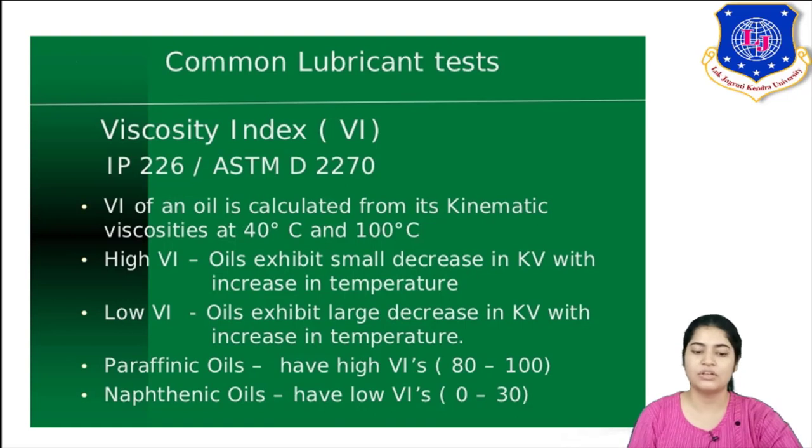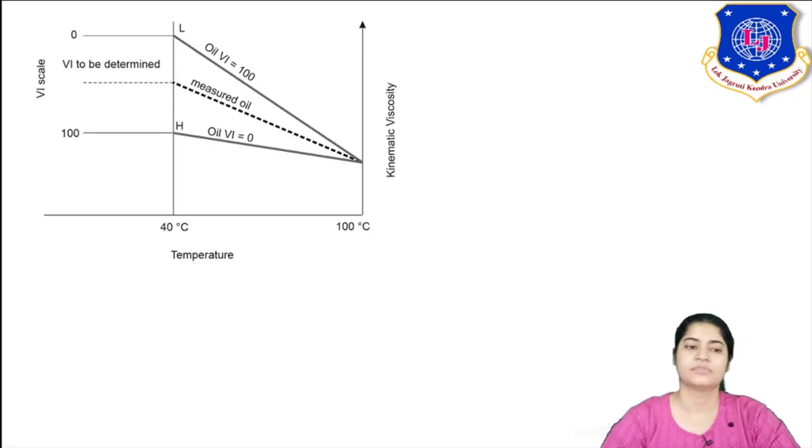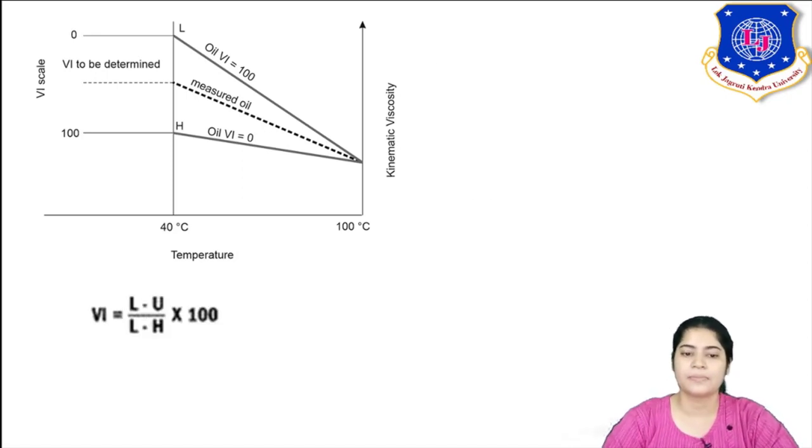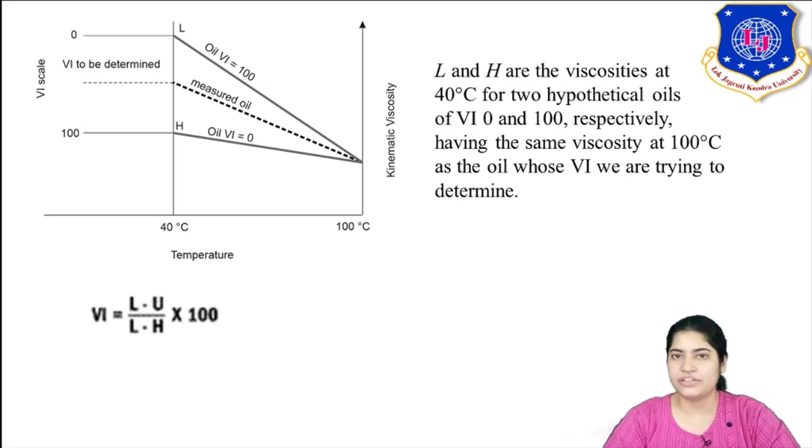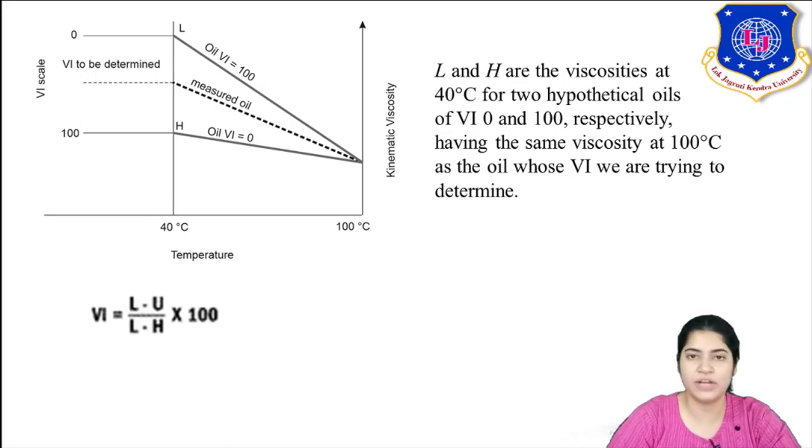Naphthenic oil means low viscosity index, 0 to 30. So it means naphthenic oils are more temperature sensitive, right? So you can see the kinematic viscosity versus temperature graph. Here L and H. The viscosity index formula is (L minus U) upon (L minus H) into 100.